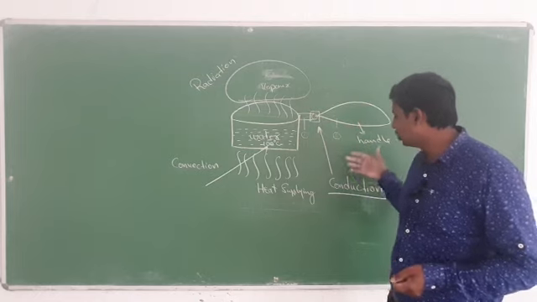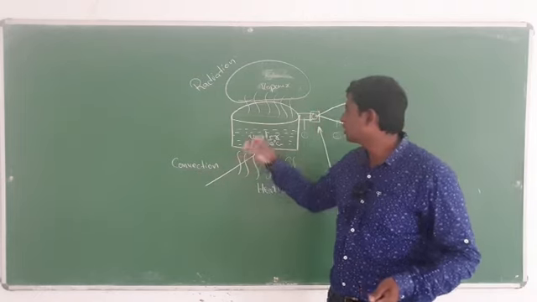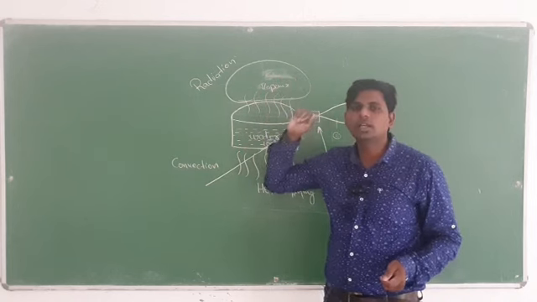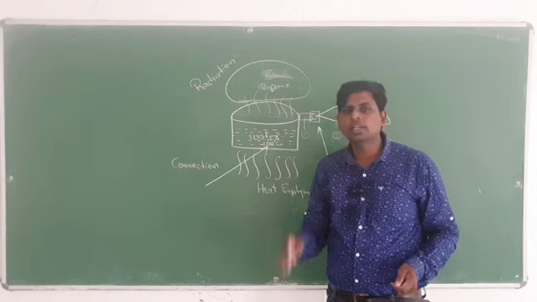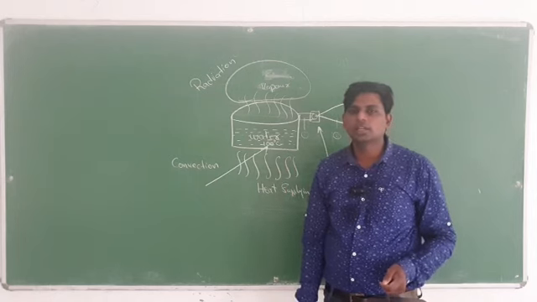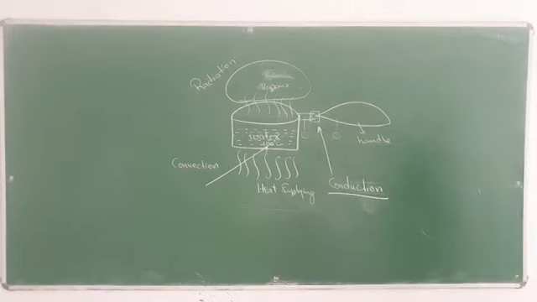This area is known as conduction, this area is known as convection, and this area comes under radiation. You have to remember conduction, convection, and radiation. These three come under the modes of heat transfer.